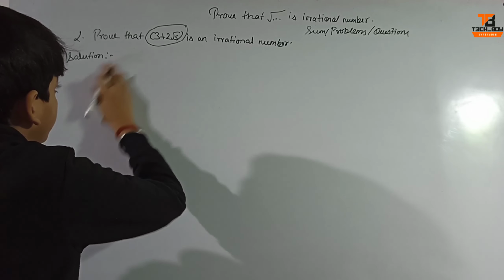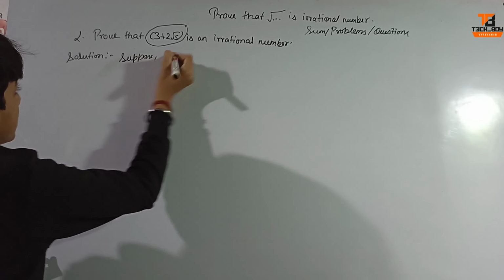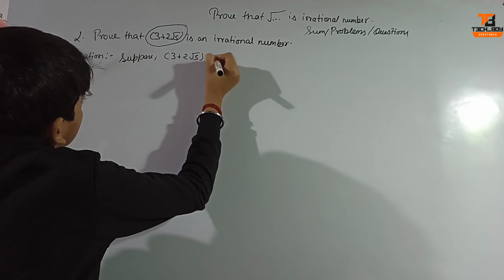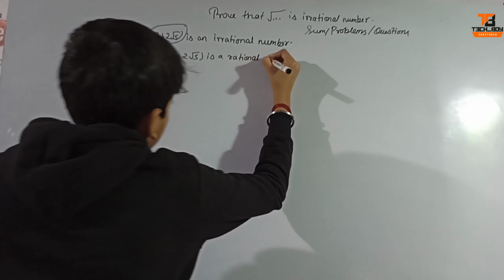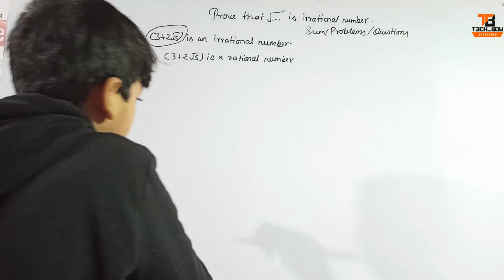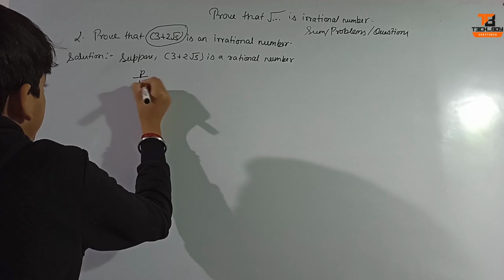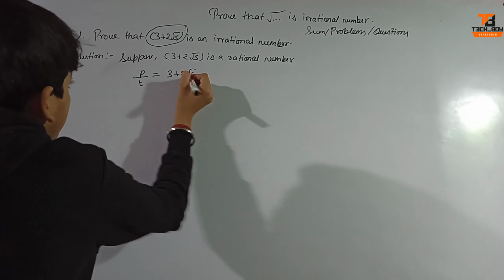Suppose 3 plus 2 root 5 is a rational number. Then what will you have here? In a rational number, we can express it in the form of p upon q. The p upon q is equal to 3 plus 2 root 5.